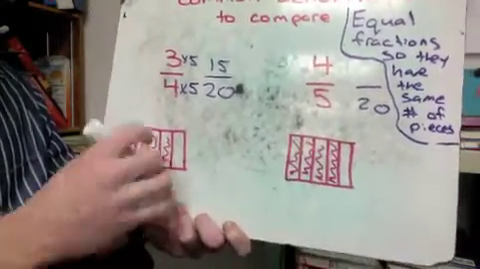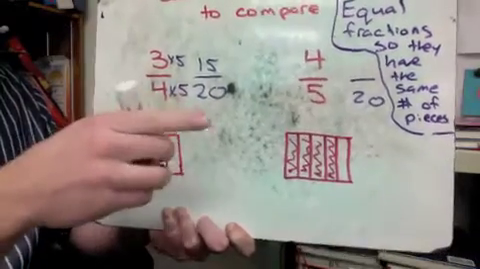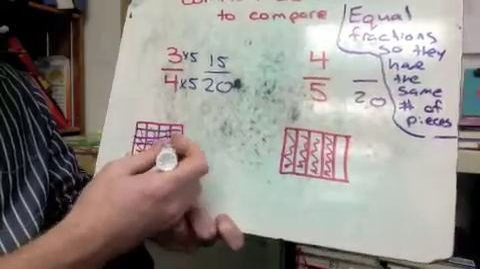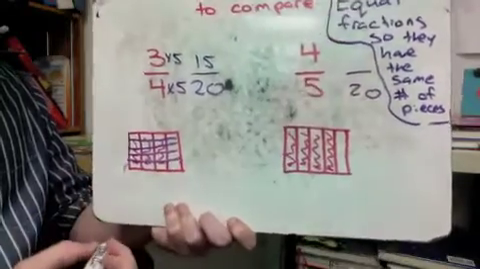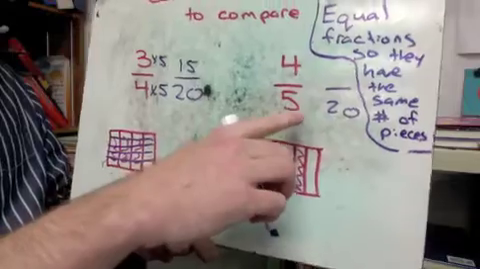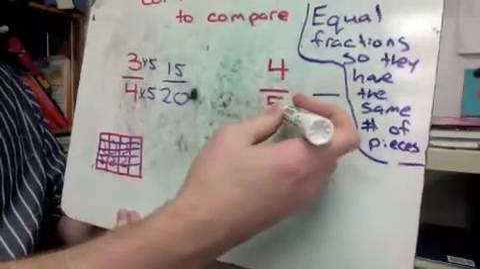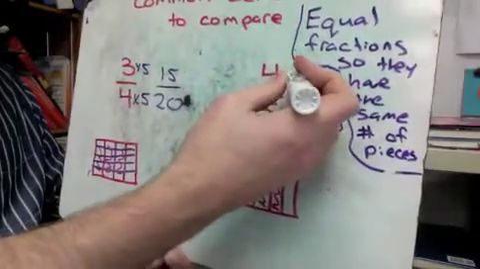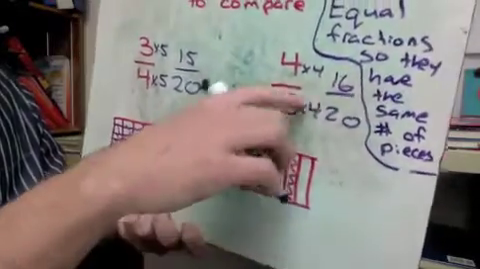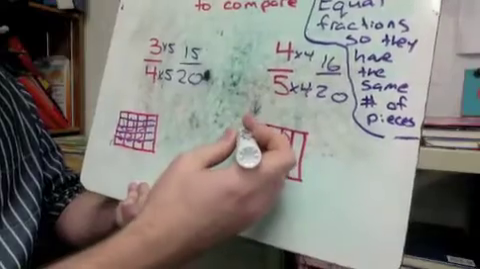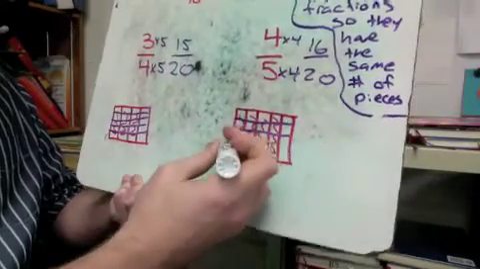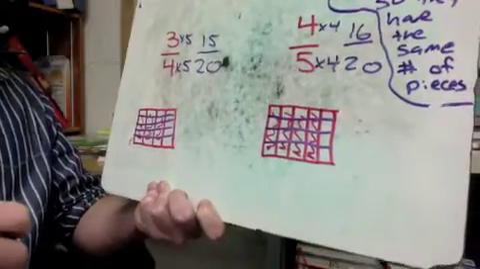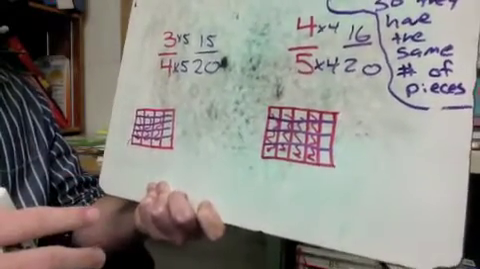So I'm going to come down here, and I know I need to have 5 rows going this way. So that would be 1, 2, 3, 4, and the bottom one is 5. Now if I come over here, how do I get 5 to be 20? That's times 4. And then to keep it an equal fraction, I need to multiply the top by the same thing. 4 times 4 is 16. So now I need 4 rows that are going across. 1, 2, 3, 4.